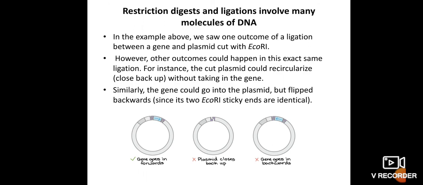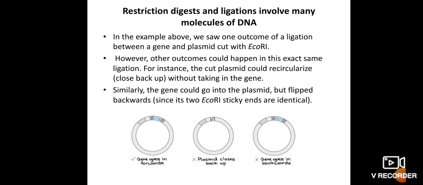In the second, middle diagram, the plasmid closes back up without incorporating our gene. Similarly, the gene could go into the plasmid but flipped backwards. In the third diagram, the gene goes into the plasmid but is oriented backwards, since its EcoRI sticky ends are identical. That is also possible. The correct outcome is the first one, where the gene goes forward. This is the tick-marked one, the one which we want, of our interest.